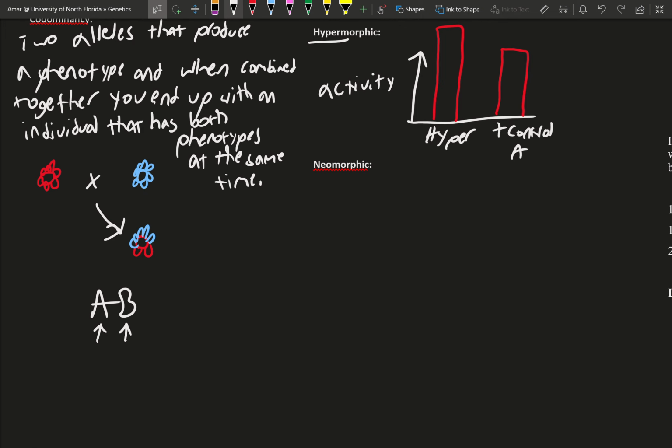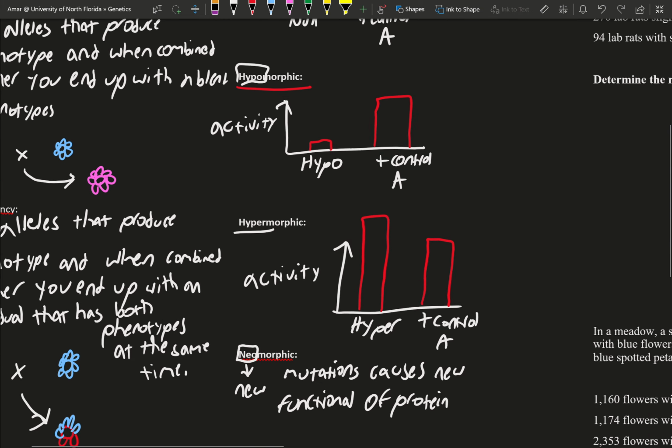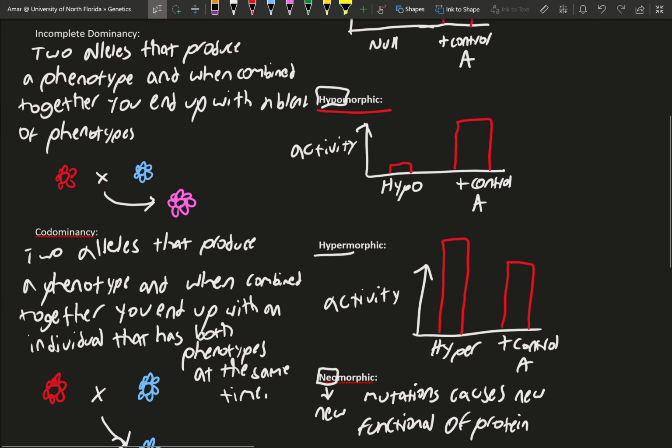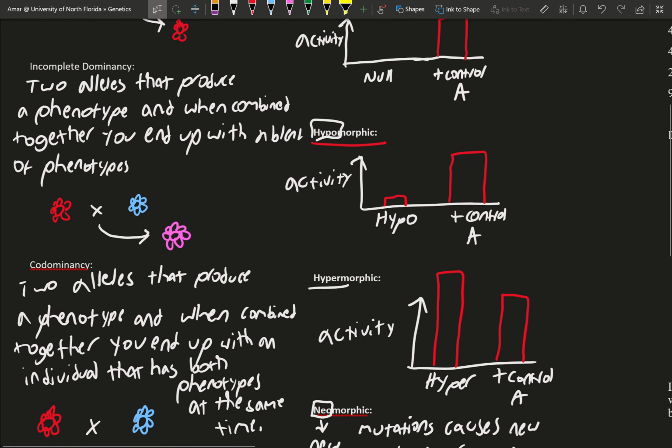Hopefully that makes sense. And then the neomorphic one, the way you can think about it, is that neo means new. So this mutation causes new functionality of the protein. And that's basically it for that. It's pretty simple.